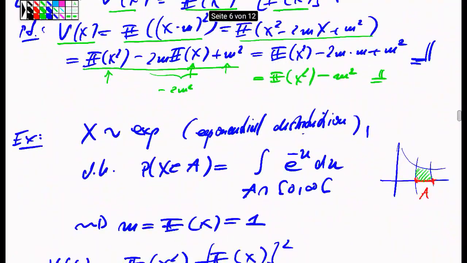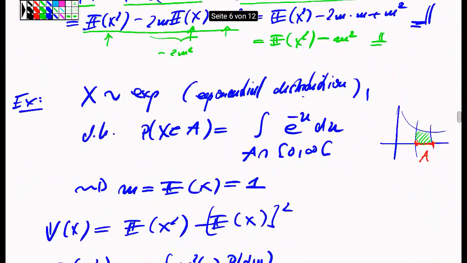Okay, let's do an example. The example will be that of the exponential distribution. So assume that the random variable X is distributed according to the so-called exponential distribution, which is obtained by integrating with Lebesgue measure against the weight function e to the minus u, or the negative exponential function.